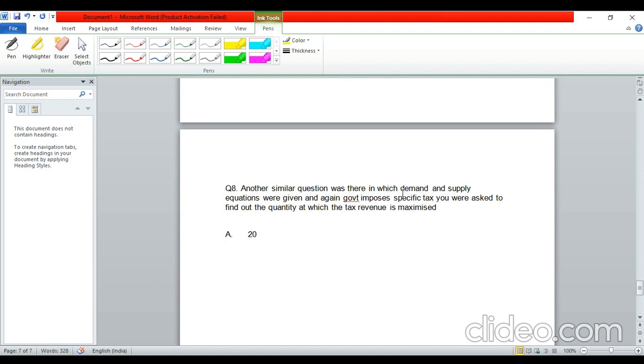Now, unfortunately, I do not remember the demand and the supply functions given. So, guys, if you remember what the demand and supply functions given were, please do let me know. But I do remember that when I solved it, I was getting 20 as the answer, because you have to do the same thing. PD minus PS is equal to T, then T into Q will be the tax revenue, maximize it, differentiate it with respect to Q. So the Q you will get, I was getting it as 20.